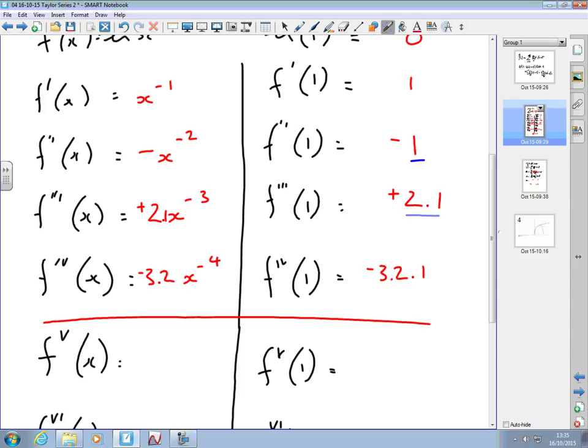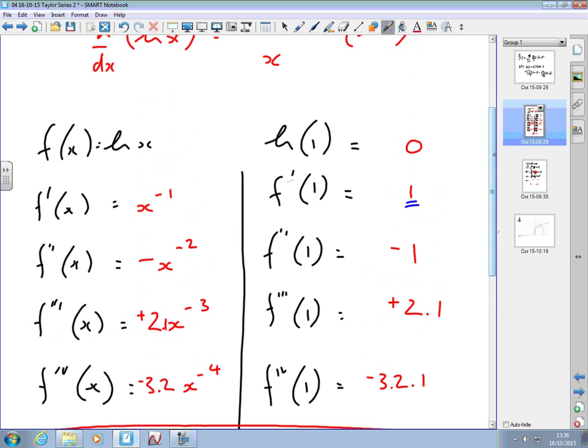So what's the pattern? If I've got the fourth derivative, I'm having the third factorial. If I've got the third derivative, I want 2 factorial. If I've got the second derivative, I want 1 factorial. If I've got the first derivative, I want 0 factorial. Oh, well, that's okay, because 0 factorial is defined as 1, so that's all right. It just doesn't work with this term, so we'll have to consider that later.